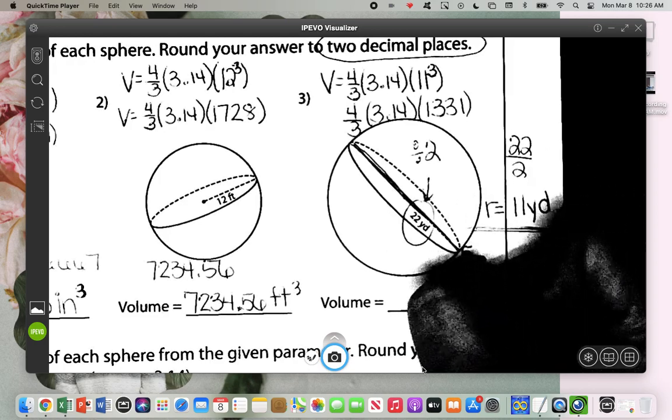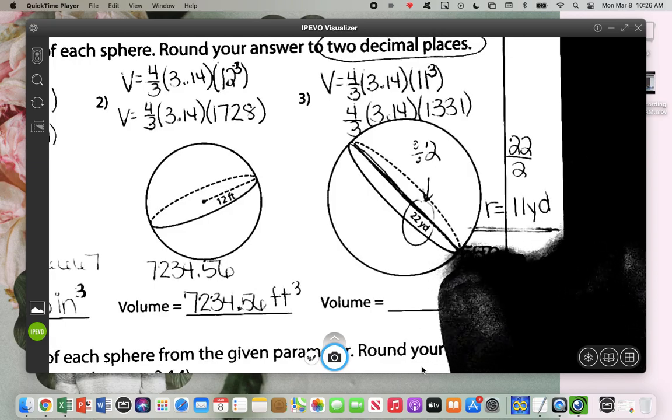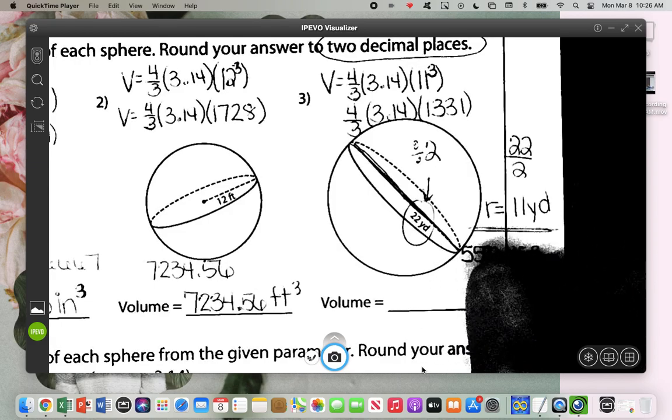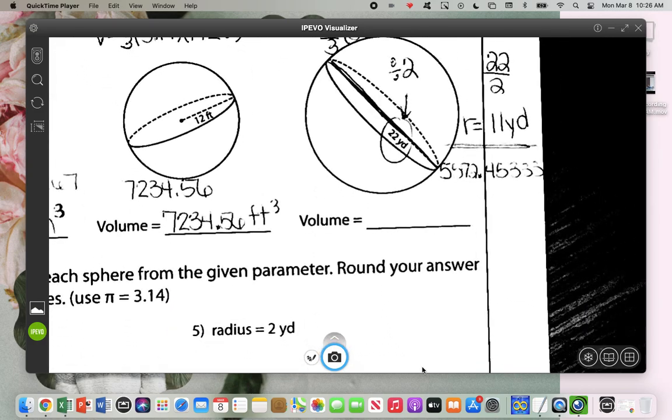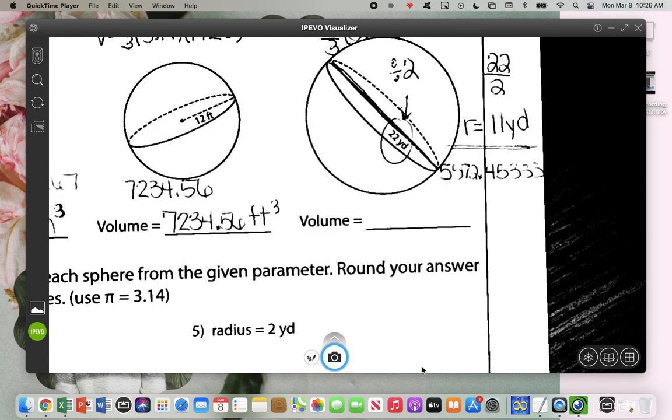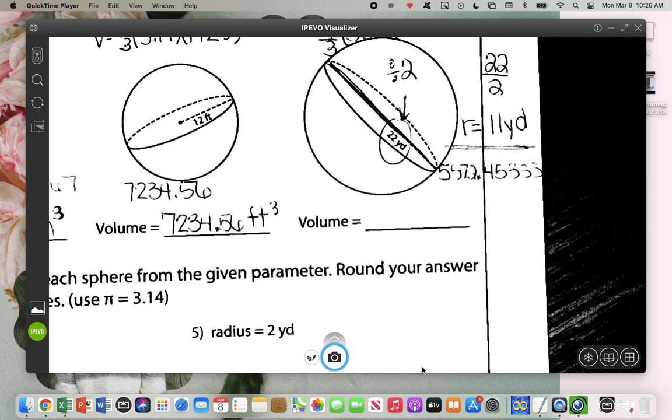I got 5,572.45 and then a bunch of threes. Did you guys get something like that? I got 5,572.4531. That's what I got.